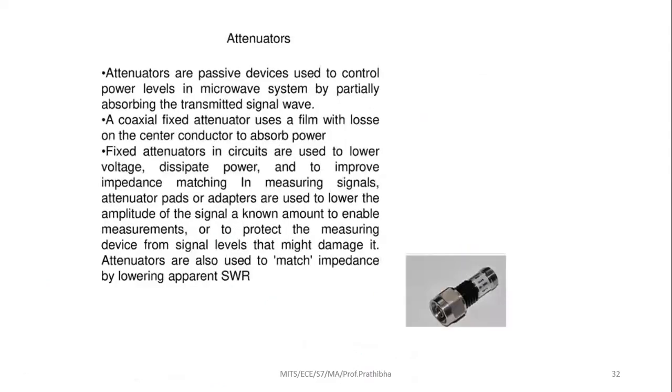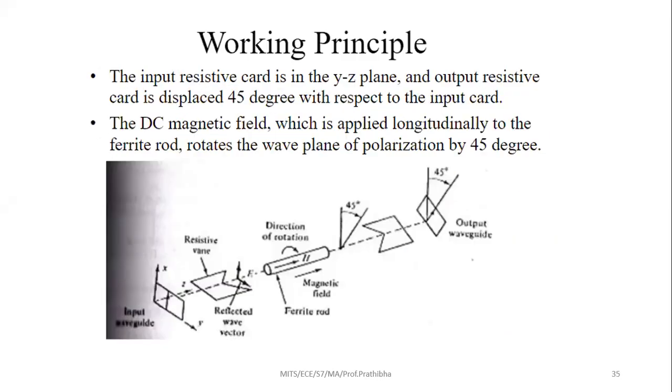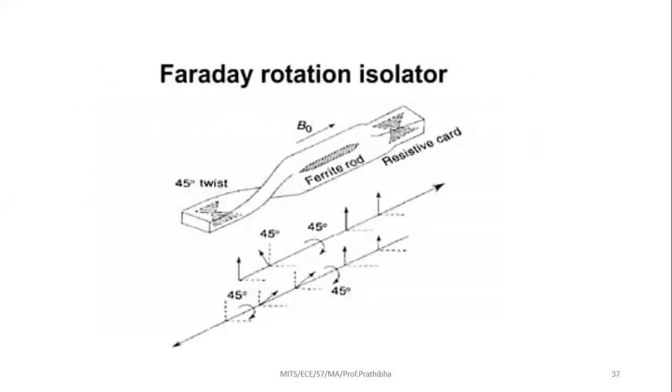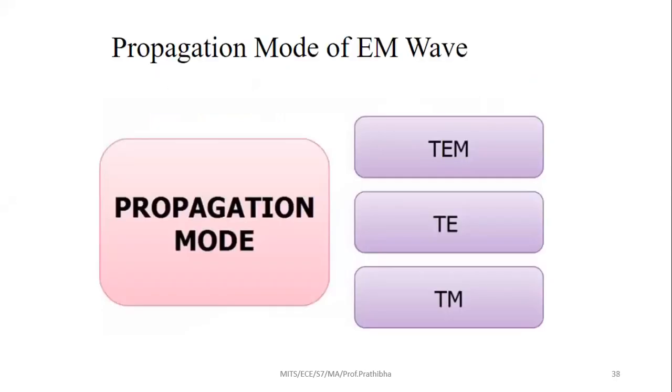And we have something called attenuators. The new words today are attenuator, gyrator, and circulator. These are all ferrite devices. They work on Faraday's law of rotation. Attenuators are passive devices used to control the power levels in a microwave system by partially absorbing the transmitted signal wave, or whatever input you are giving to the system. There are fixed attenuators and variable attenuators. Fixed attenuators are used to lower the voltage, dissipate power, and improve impedance matching. We must know that about attenuators as well. I'm not going into the working principle right now because I will need more time to explain this, and we are already running out of time.